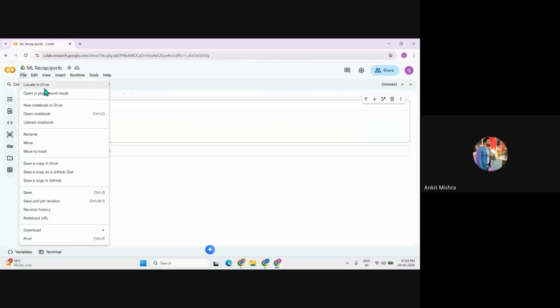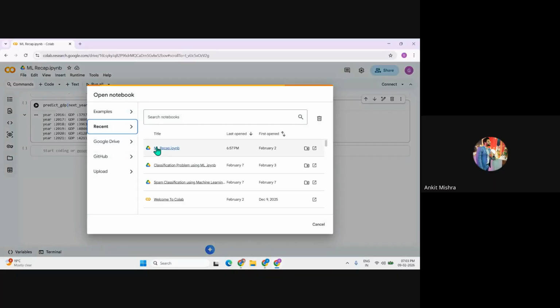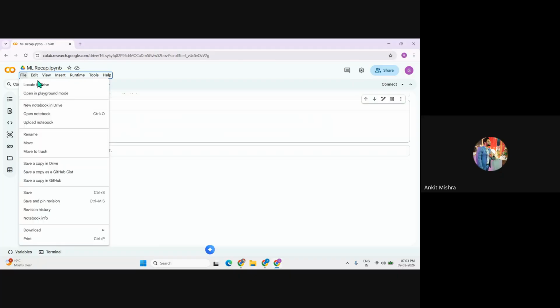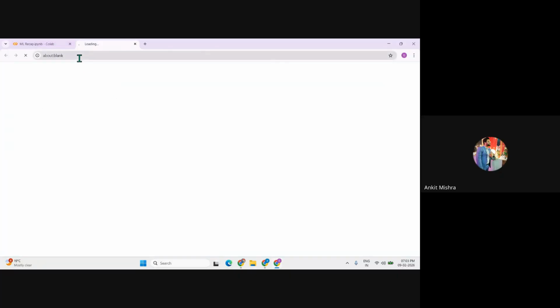From today onwards, we are going to cover the multi-model approach, right? So I hope my screen is visible, right? Let me just open a new notebook in a drive. Okay, go to this file, new notebook in a drive, right?